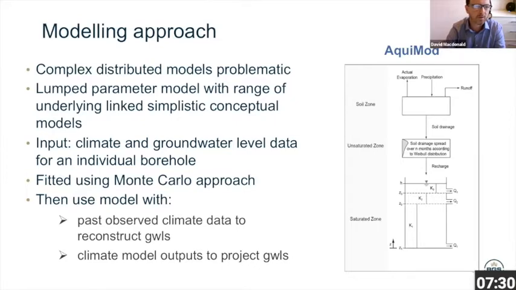So the advantage of the lumped parameter model is that it has relatively small input data requirements. It is driven by climate data, precipitation and ET, and it also uses as input observed groundwater level data for an individual borehole. It has a limited number of input parameters, and the user provides a range of those parameters. Because the model runs so quickly, you can run it many times, millions of times if you like, to explore the parameter space and identify the optimum sets of parameters that can be used to best simulate the observed groundwater levels. And once you've got this model for your site, then you can use past observed climate data to reconstruct groundwater levels, but also use climate model outputs to project groundwater levels into the future.